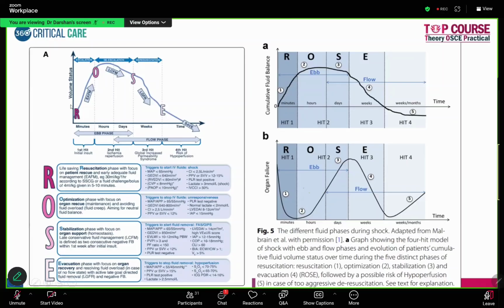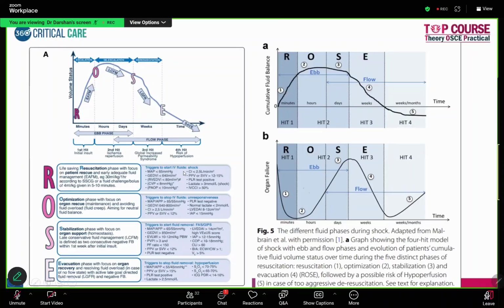Here we have to be very free in giving fluids. What they tell is early adequate fluid management, that is EAFM. In early adequate fluid management, what is the volume of fluid that we give? That is roughly around 30 ml per kg per hour. After giving this, you can still continue boluses of 4 ml per kg, which can be given at 5 to 10 minute intervals to reach a target of more than 65 mm Hg.